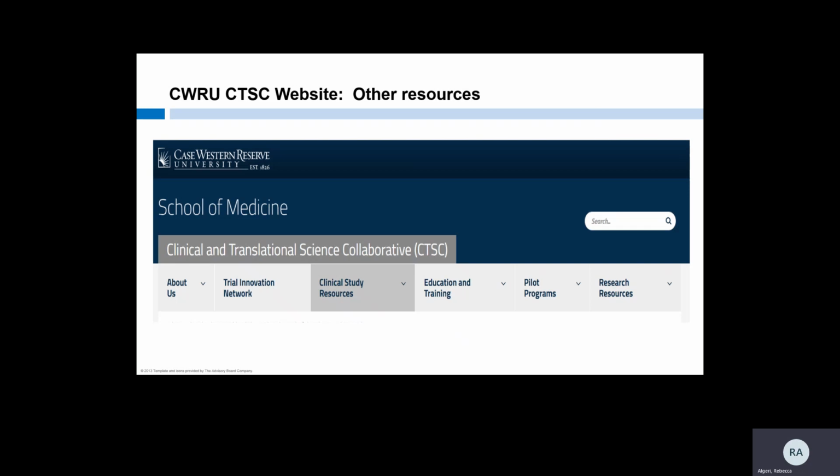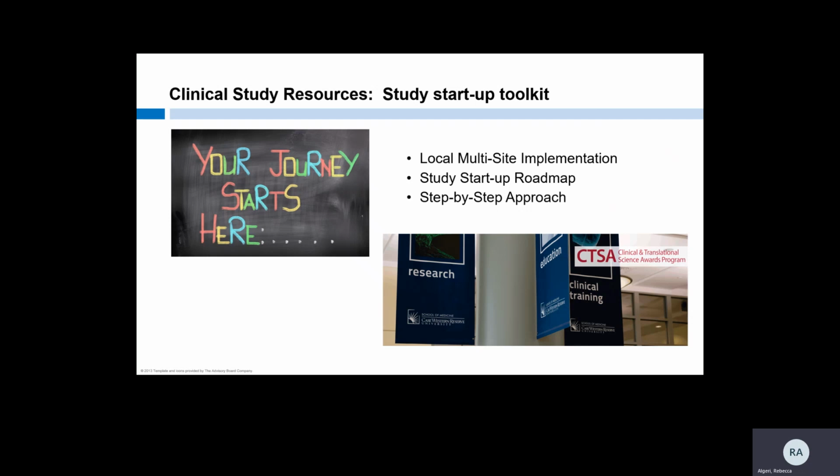The CWRU CTSC website provides other resources supporting multi-site research startup, including clinical trials finders at each of the sites, helping you identify clinical trials in the Cleveland area that might fit your patients, especially those with rare diseases. Take some time to review the information available to you in the Clinical Studies Resources tab. We know the study startup process is not an easy one, and add in one or more other institutions. The CWRU CTSC website Study Startup Toolkit will help you navigate local multi-site implementation. It provides resources to guide you, including recommendations for what documents to be working on and general guidance for the study startup roadmap, including research contacts and a suggested stepwise approach to implementation.